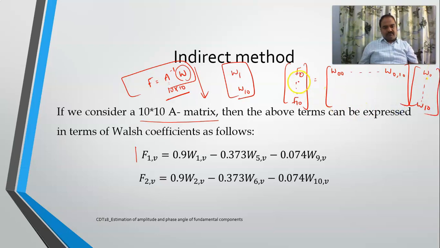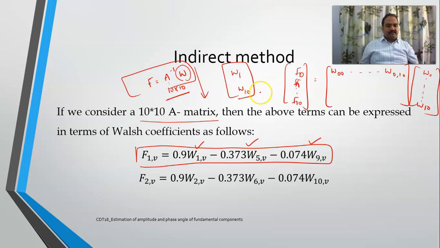So the fundamental component F1 is basically given by these Walsh coefficients, if you carefully see, for k equal to 1, k equal to 5 and k equal to 9, right? So these A matrix values, which we have computed in the last class, are the terms of the A matrix. Similarly, the second component can also be computed using these even coefficients.